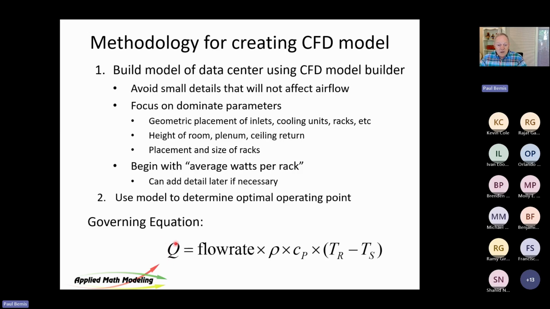Now, that's true for the air handler. It's also true for the server itself. So this is the governing convective heat transfer equation that data centers use and rely on. If you're not familiar with it or don't quite remember it, it's one to keep in mind.